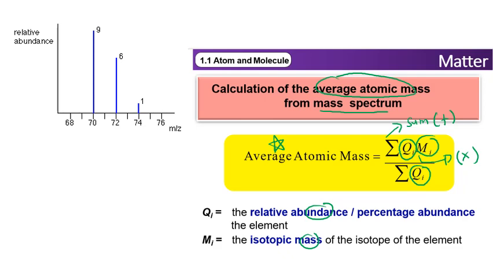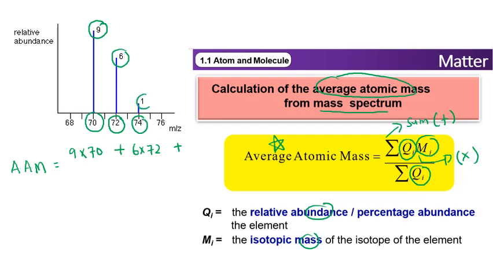In this case, there are 9 isotopes of 70. I just use the short form: average atomic mass will equal 9 multiplied by 70. This is the first isotope; we have 9. Then we continue with another isotope, with mass 72, but the quantity is 6, so I use 6 multiplied by 72. The last isotope is 74, but we only have 1, so we use 1 multiplied by 74.